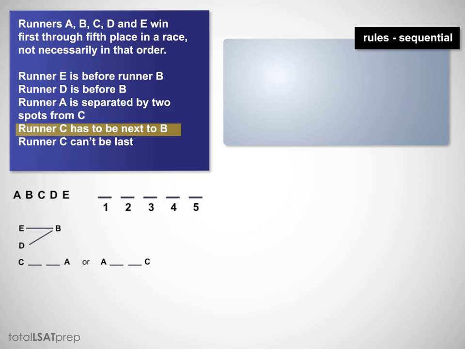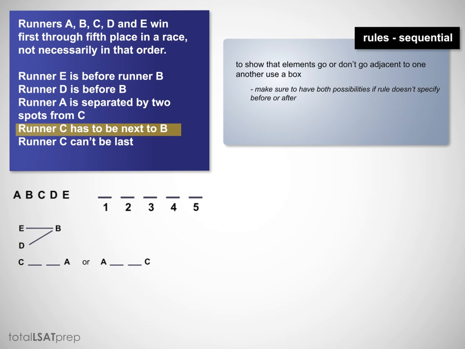This rule, rule number 4, says that runner C has to be next to B. In order to show that elements go or don't go adjacent to one another, you should use a box. Once again, make sure you have both possibilities if the rule doesn't specify before or after, and you can cross out if the rule says that the elements aren't adjacent.